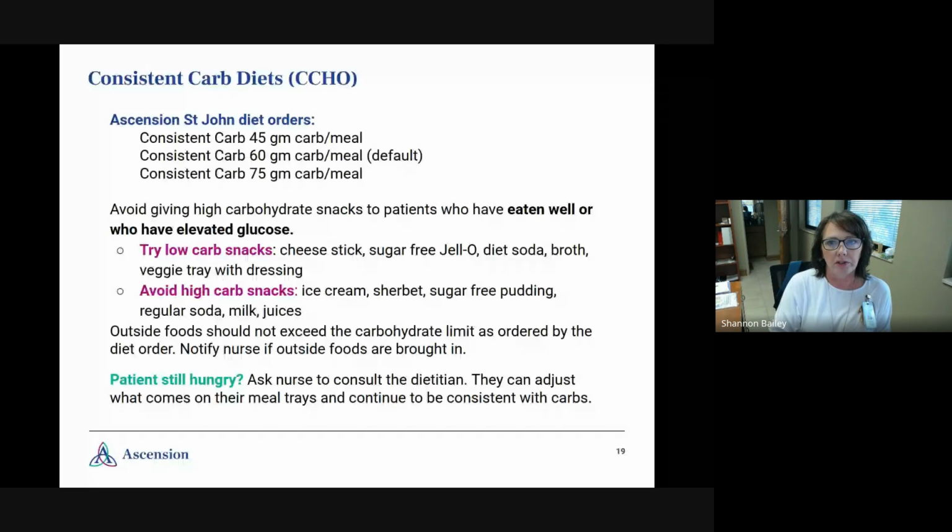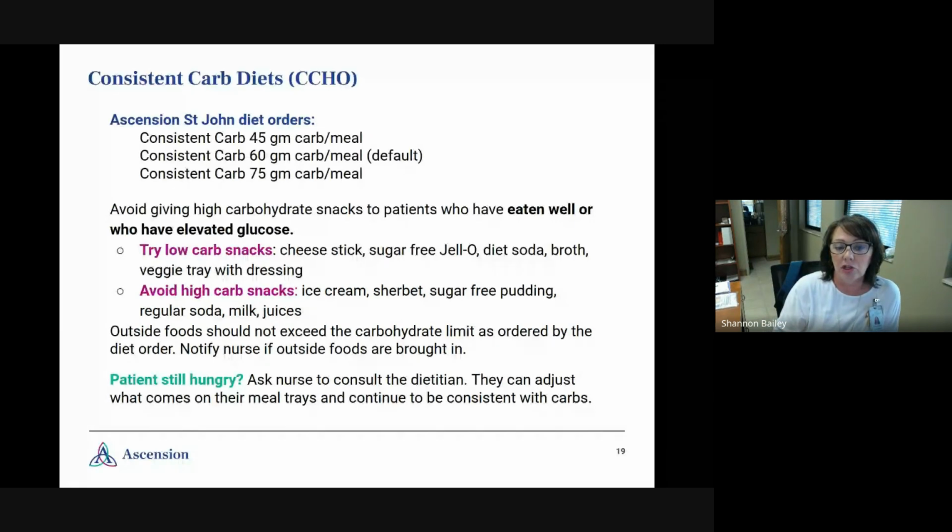We need to also, when patients are hungry and wanting a snack, of course, we want to feed them. We don't want to tell them, no, you can't eat. But we want to make sure that those that have already eaten well, or those that have elevated blood sugars, that we're not making it worse by giving them high carb snacks. So here are a few ideas for low carb snacks for those whose blood sugar may already be 250 and you don't really want it to go higher.